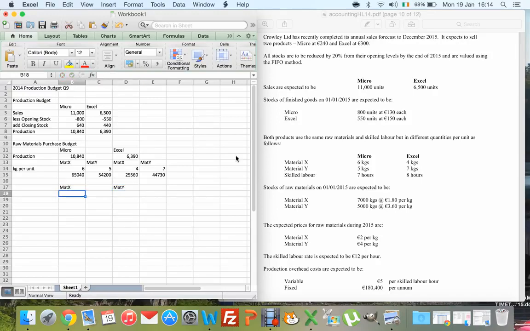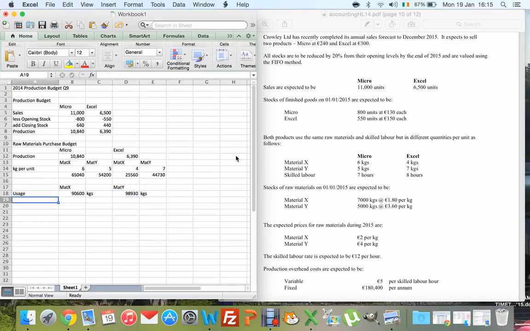Okay, so this is the amount I'm going to use. So my usage for X is going to be the amount of X for producing my micro plus the amount of X to produce my Excel. For material Y, it's going to be the amount of material Y to produce my micro plus the amount of material Y to produce my Excel. And all of these, remember, are kgs in this question.